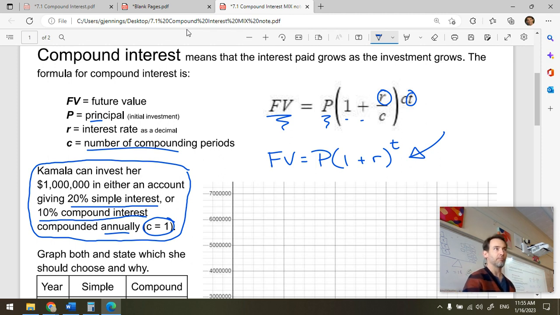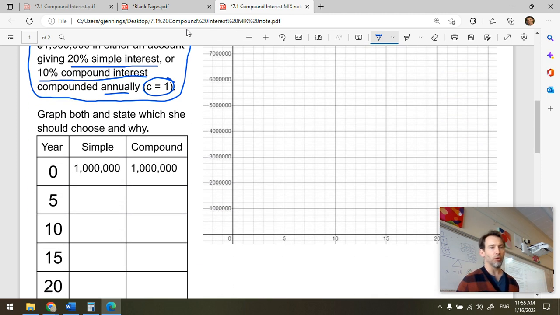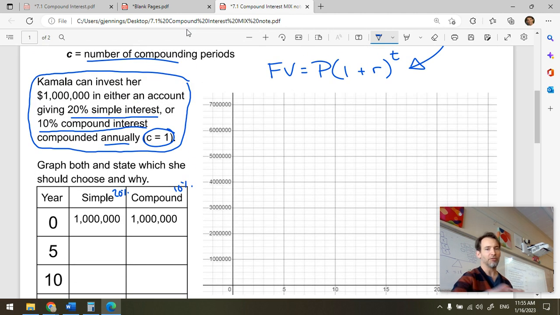So these are exponential growth things that you conquered in Unit 4. They're exactly the same. So find for me how much money she would have going either with the simple interest at 20% or the compound interest at 10%. In year 0, we haven't earned any interest, so she has $1 million either way. Find for me in year 5, year 10, year 15, year 20, and year 25, and then graph it on the axes given. Go.